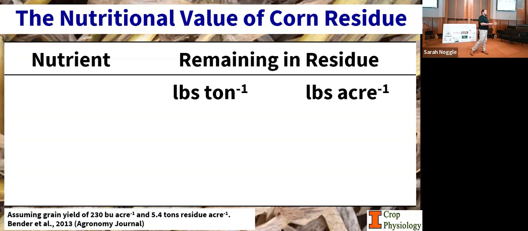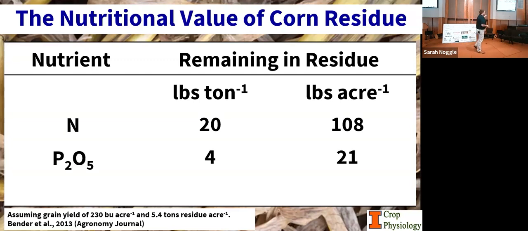Just how much nutrition is in that residue? Now, this varies a little bit. When did you sample? Who sampled it? What was the year? But these are ballpark numbers you can be pretty confident in. This is for a 230 bushel corn crop, and you're going to have about 108 pounds of nitrogen out there, 21 pounds equivalent of P2O5, and 122 equivalent of K2O. That is all in that residue the day that you harvest that year's crop, going out the back end.